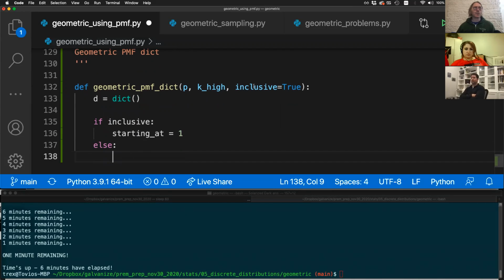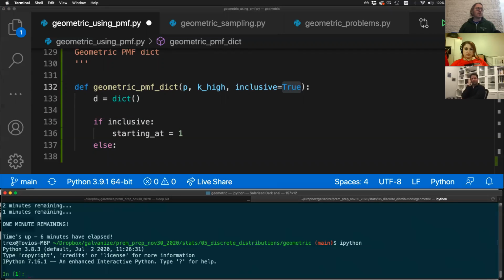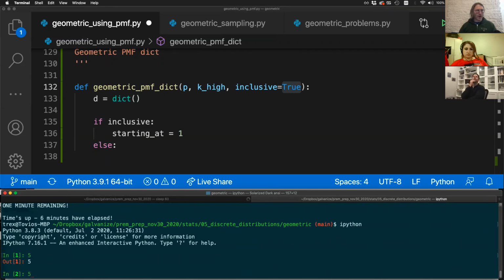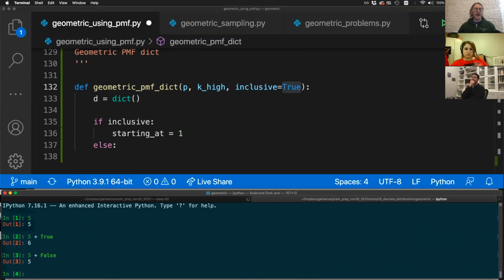We could also, you may not realize this offhand, but if you add true to a number, and maybe I'll just show you what I mean here. If I do number 5, so 5 plus true is 6. 5 plus false is 5. So in Python, you can directly use true and false as incrementers or lack thereof, right?